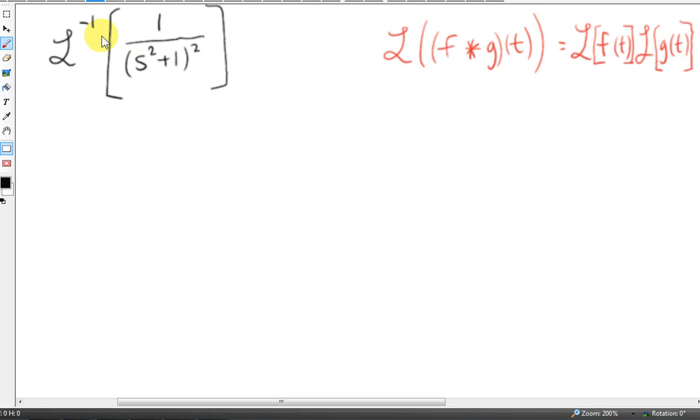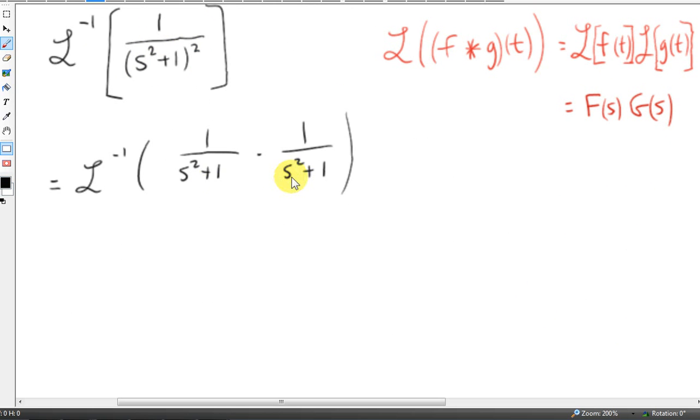Now we will use the convolution theorem to get the inverse Laplace transform of 1 over s squared plus 1, all squared. Here's the convolution theorem. The Laplace transform of f star g is the Laplace transform of f times the Laplace transform of g. We can also write this right hand side as big F of s times big G of s.